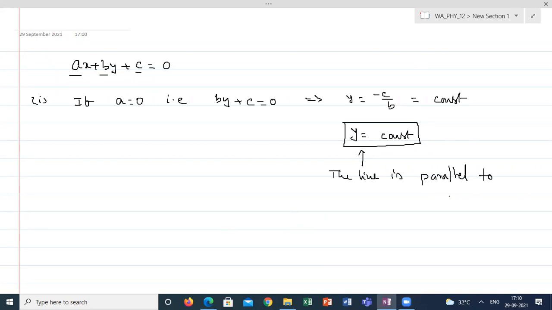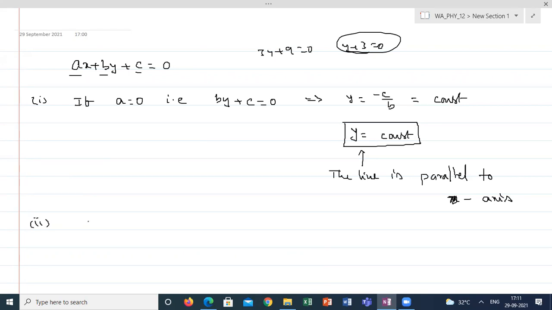So it is parallel to x-axis. That means if the equation looks like 3y plus 9 is equal to 0, that is nothing but y plus 3 is equal to 0, then this is a line which is parallel to x-axis. If the coefficient of x is 0, then the given line is parallel to x-axis.